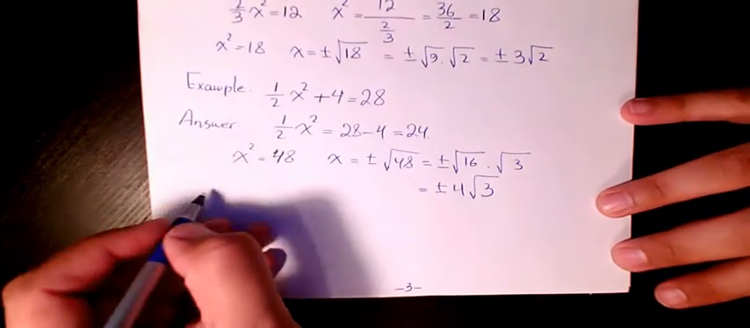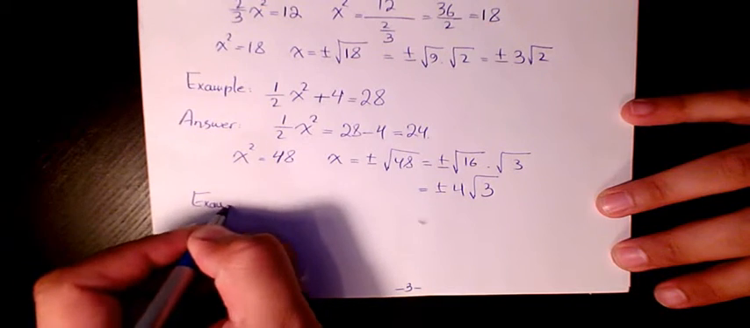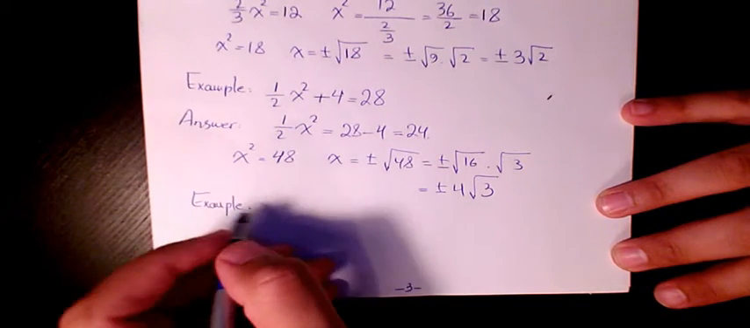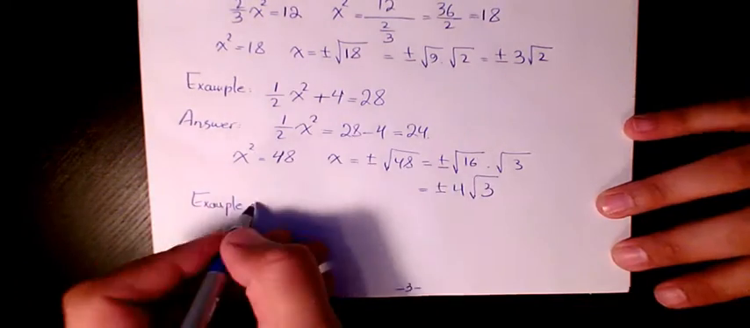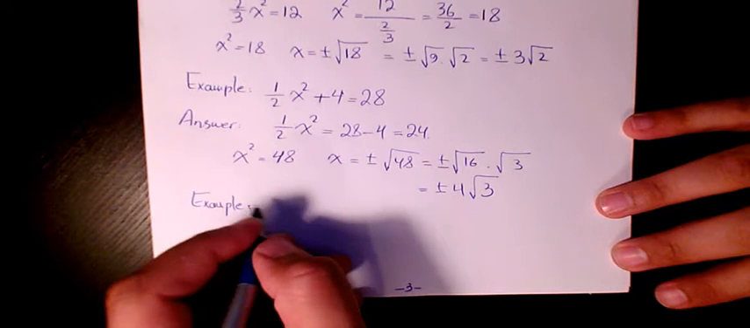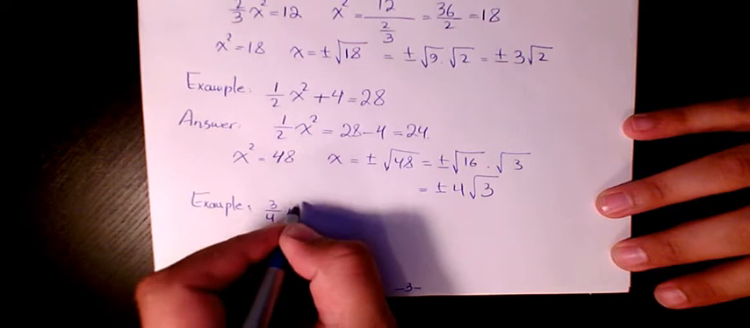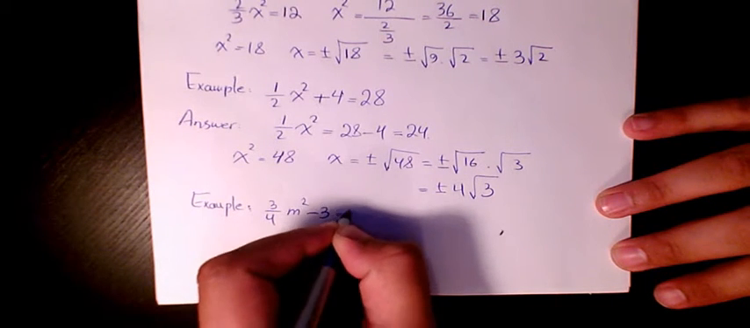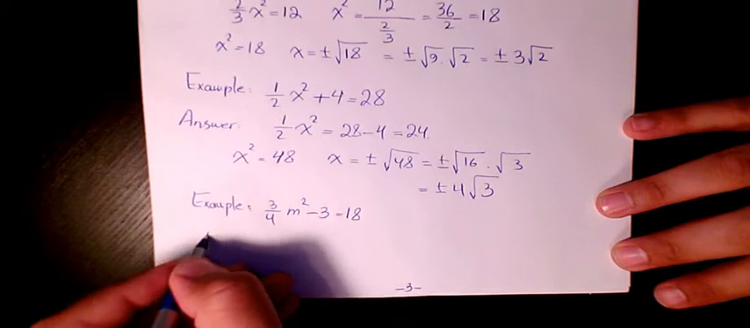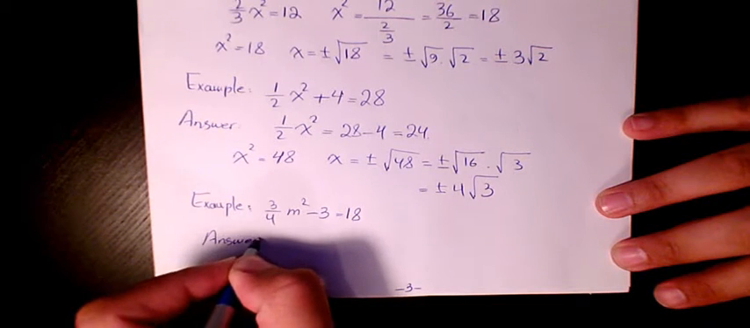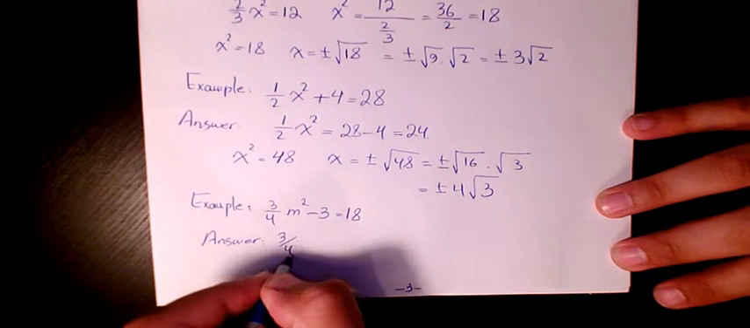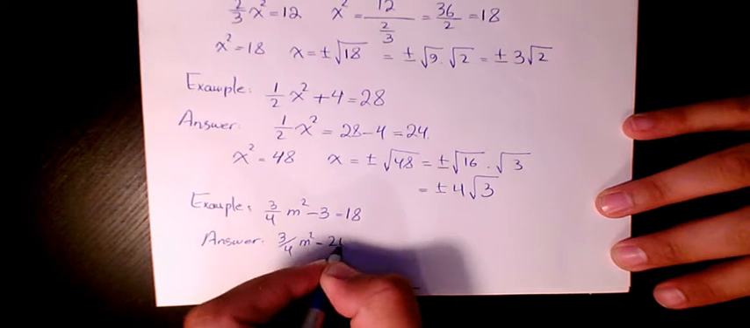Next question. It is 3/4 m squared minus 3 equals 18. The answer is 3/4 m squared equals 21.